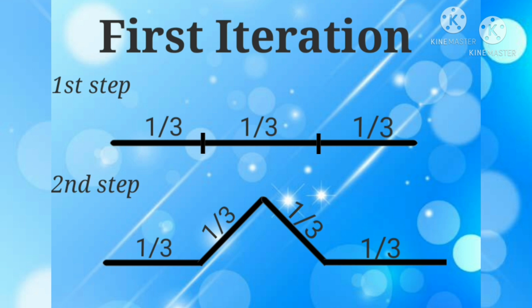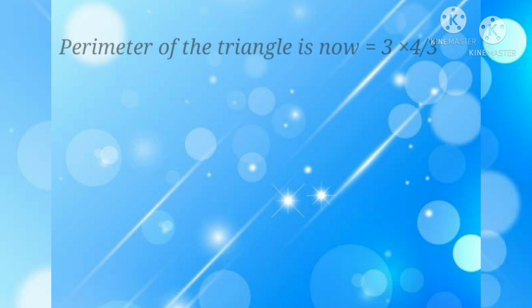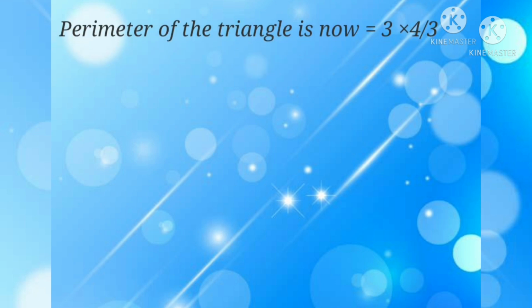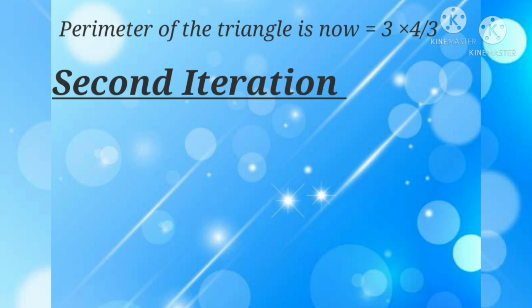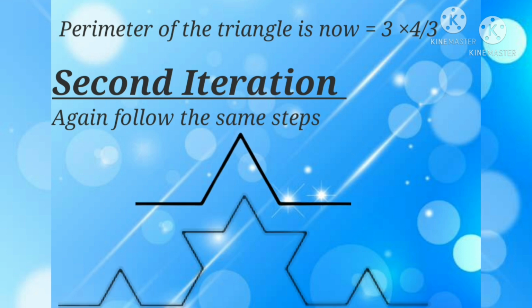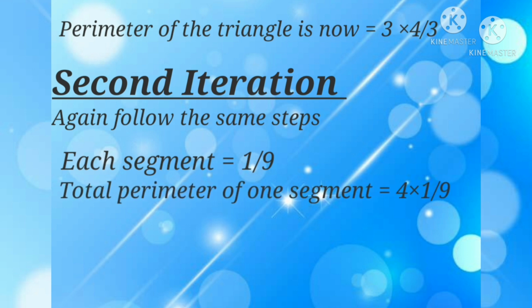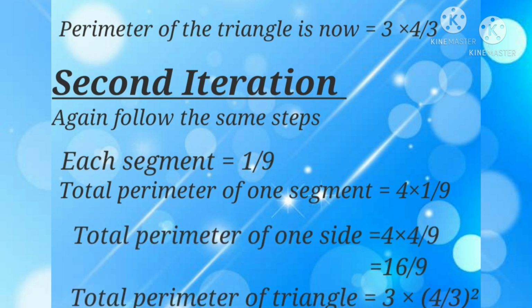So at the beginning the length of the side was 1 and now it has a total length of 4 times 1/3. Since we repeat the same process with every side of the triangle, we get the perimeter after the first iteration as 3 times 4/3. Now for the second iteration we again follow the same set of rules. We divide each one into 3 pieces, remove the middle and add a little wedge. So its length is now going to be 1/9. Each one is now 1/9 and there are 4 of them in each segment. So this is now going to be 4 times 1/9 in total, and in total it is going to be 4 times 4/9.